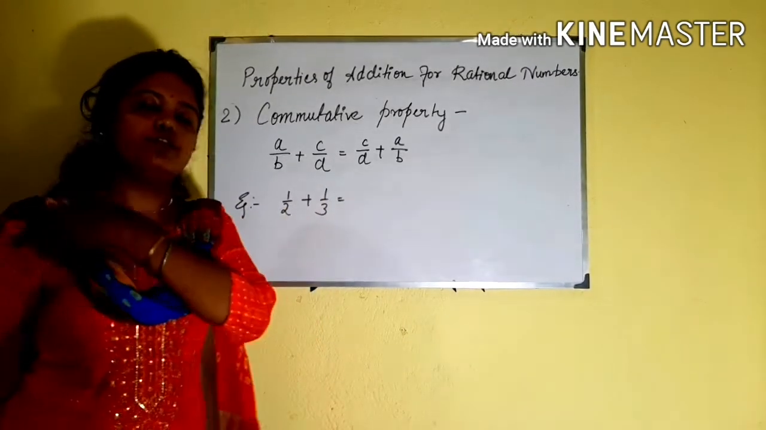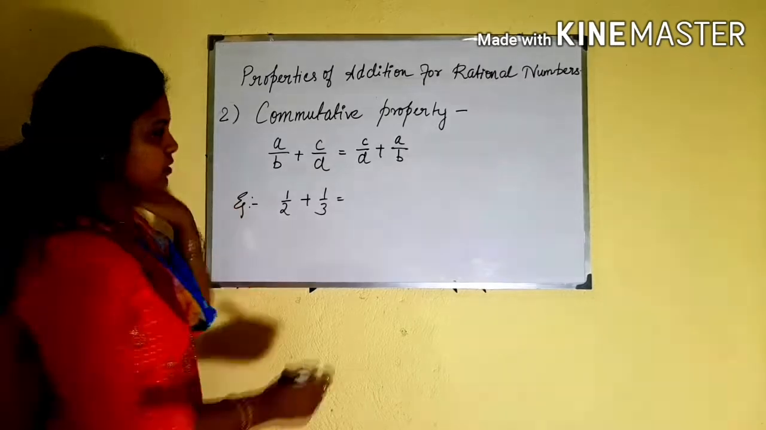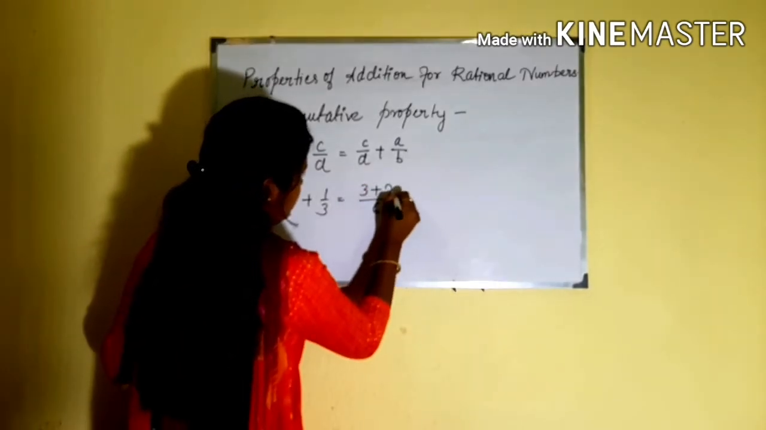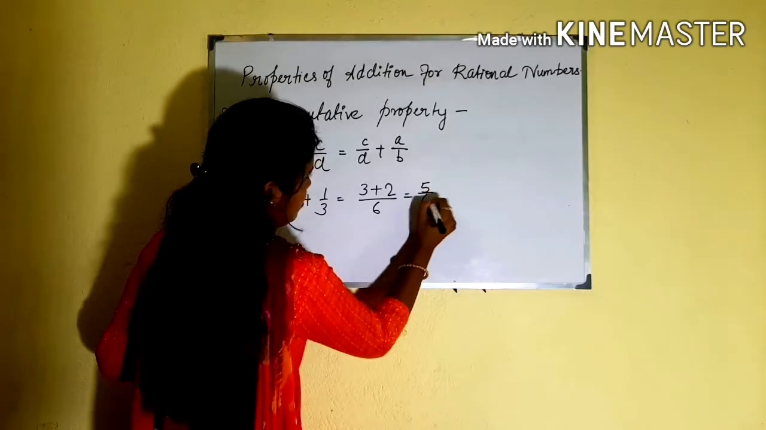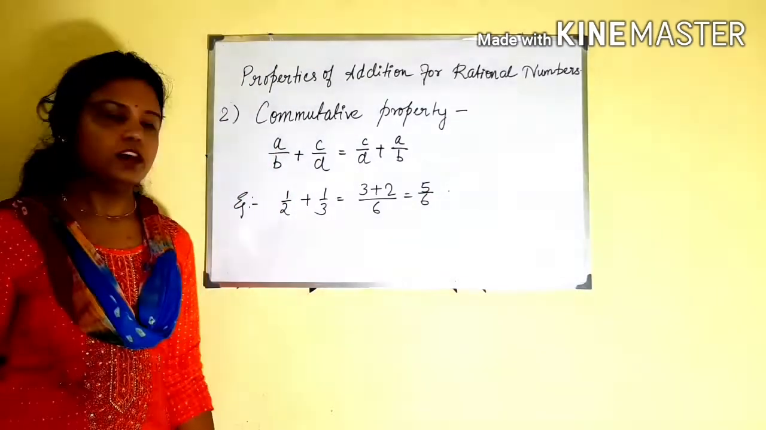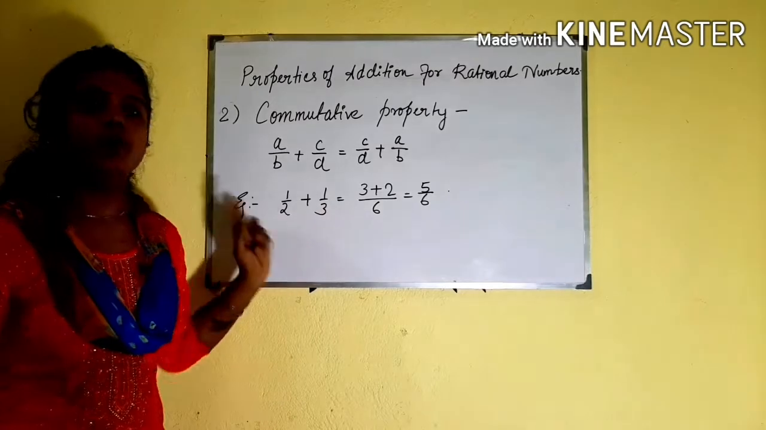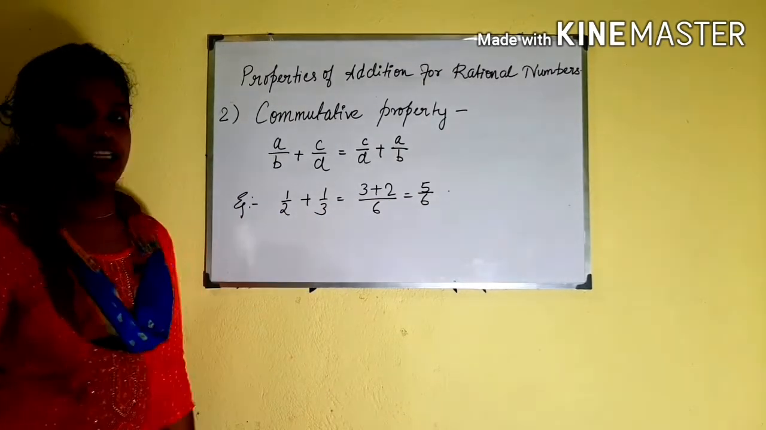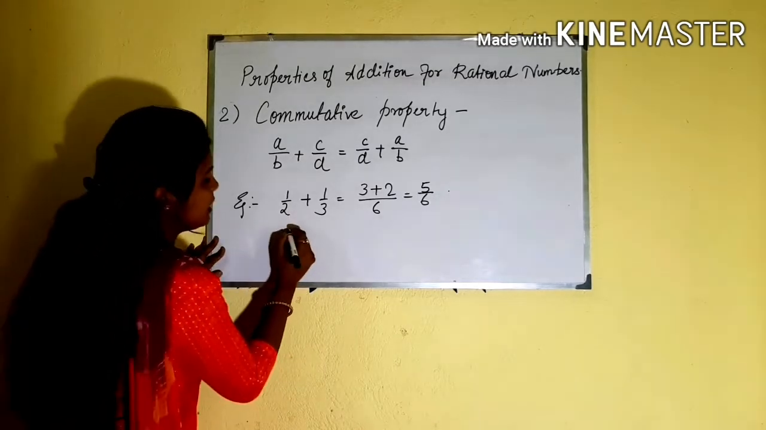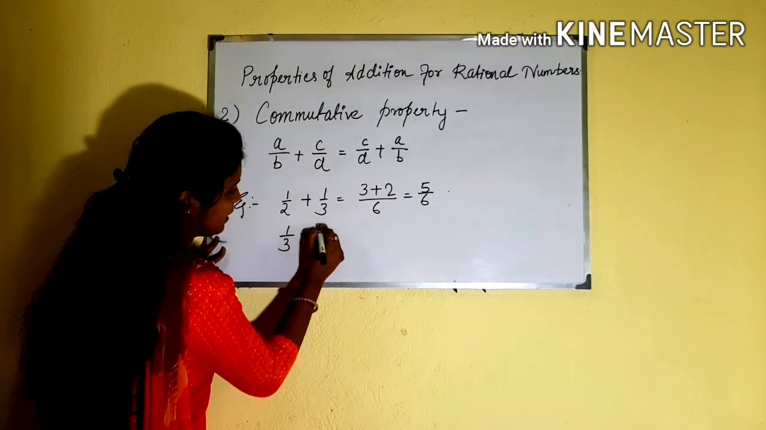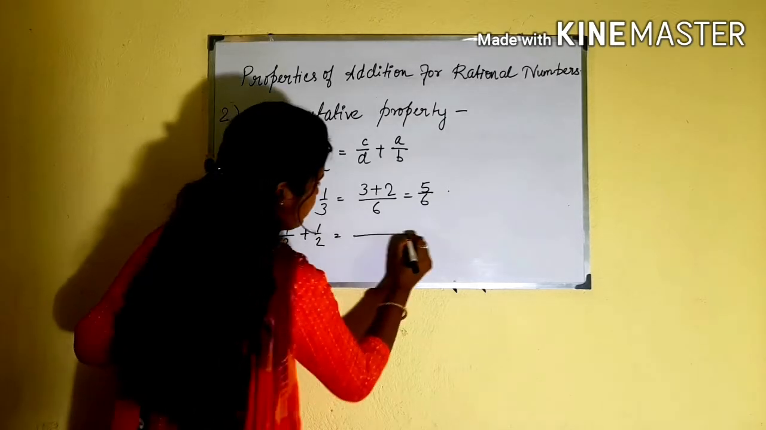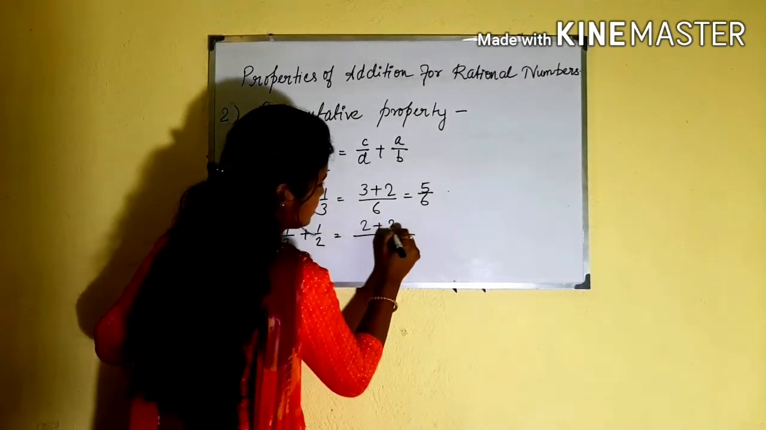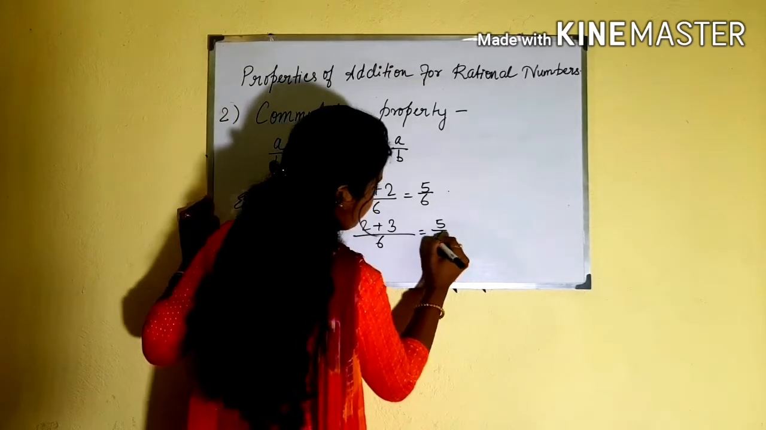What is the answer of 1 by 2 plus 1 by 3? Check it out. It is 5 by 6. Since 1 by 2 and 1 by 3 both are rational numbers, their sum comes out to be 5 by 6. Now let's see the other way around. That is, let us first take 1 by 3 plus 1 by 2. Check out these results. LCM will be 6. We get here 2 plus 3, that is, we get 5 by 6.